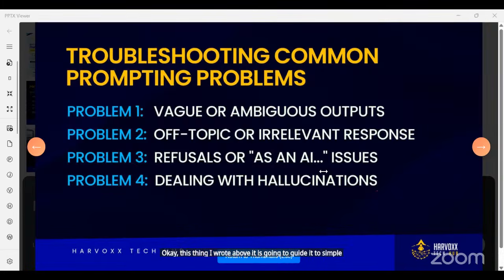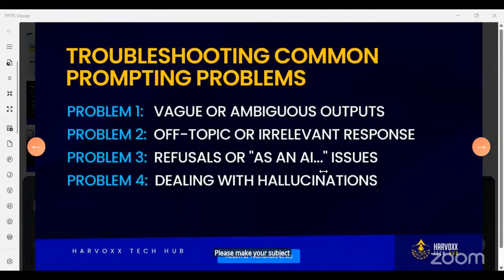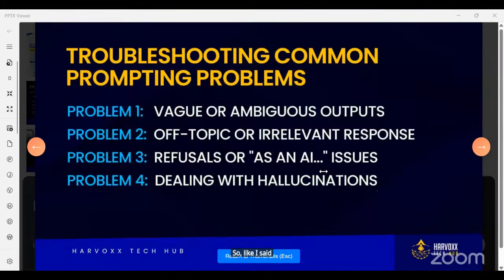There's another one I have. I said, keep your sentences crisp and easy to read. Use bullets to structure your ideas. Hit enter often. Let each idea breathe. Make your subject the doer in every sentence, and a whole lot of stuff. I also went down to tell it the things I wanted to avoid. Like I said, I will bring out one or two or three of those, put them together and share with you. I think in that book I had about 10 of them.